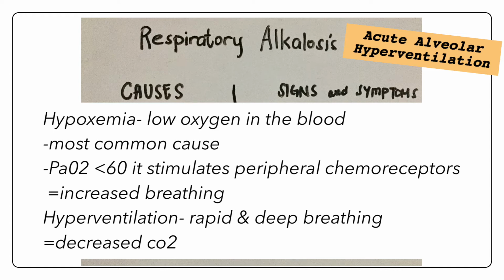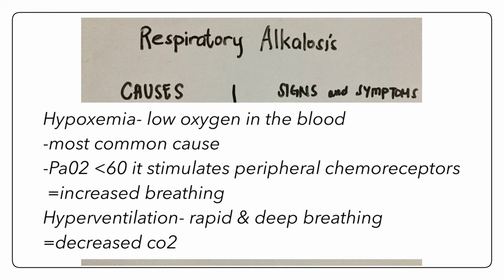Now, when the PaO2 reaches 60 and below, it stimulates the peripheral chemoreceptors, which then causes the ventilatory rate or the breathing of the patient to increase. Now the patient is hyperventilating. It is the rapid and deep breathing of the patient where in turn there is too much carbon dioxide exhaled.